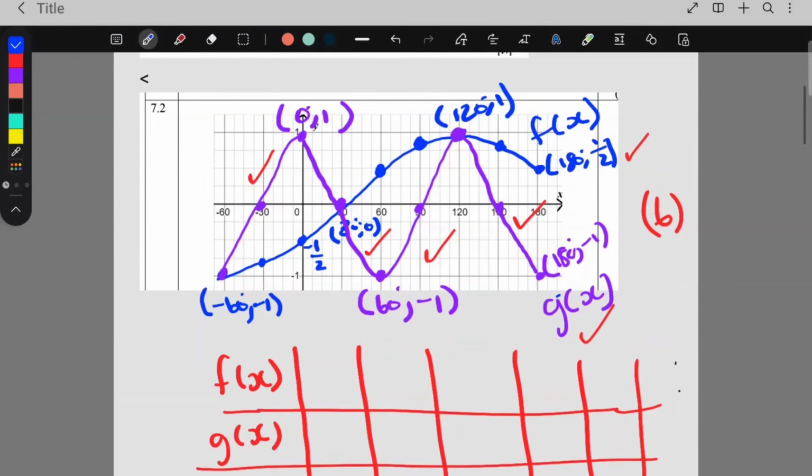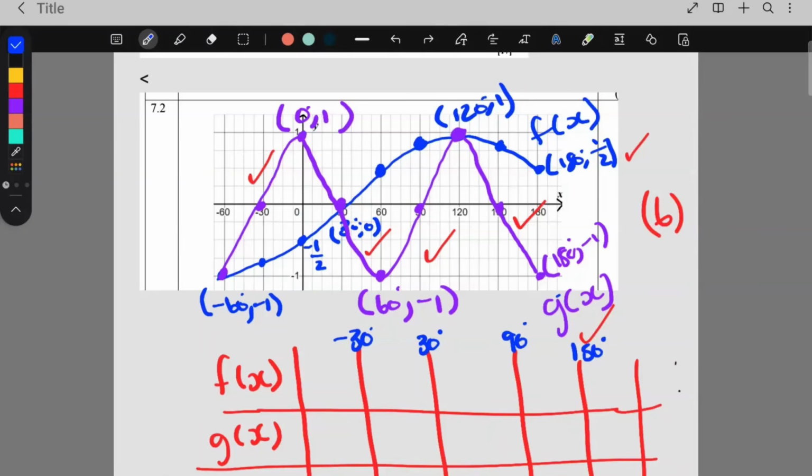So let's look at the blue graph. For the purple graph, do you see that if you go up here, there's an x-intercept? That's negative 30, so I'm going to write negative 30 down there. Then for the purple graph, there's 30, another x-intercept, so let's write that down. Then here's also an x-intercept. That's 90. Then there's another one here. That's 150.